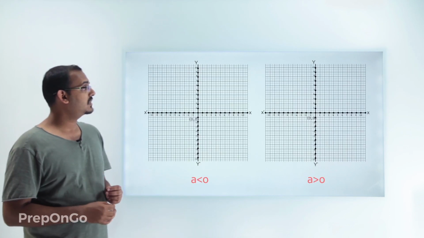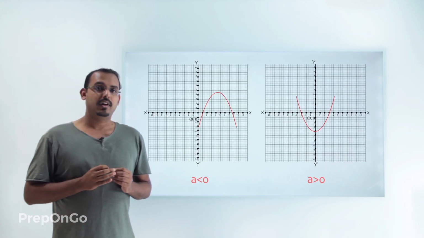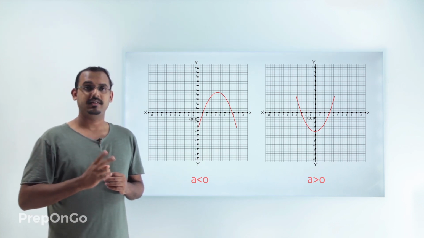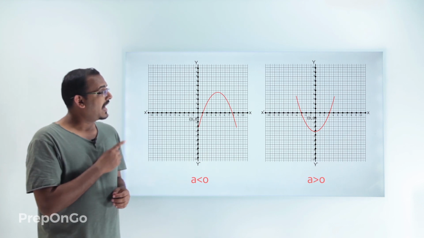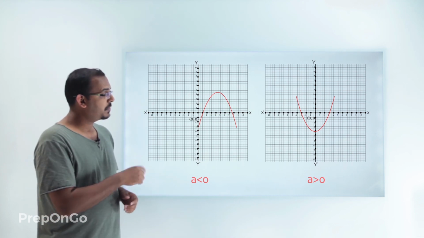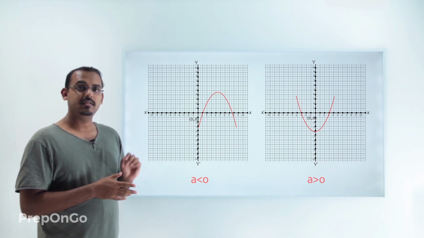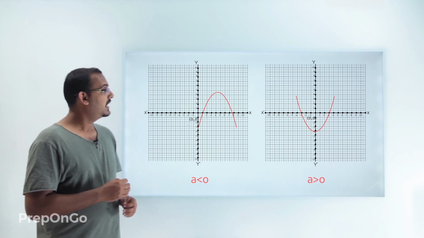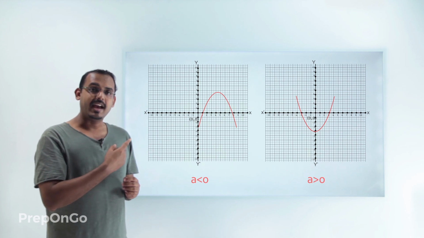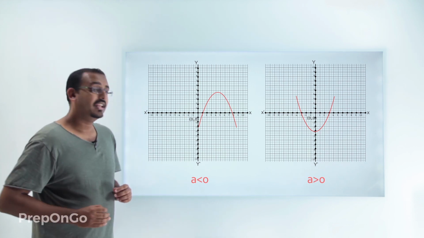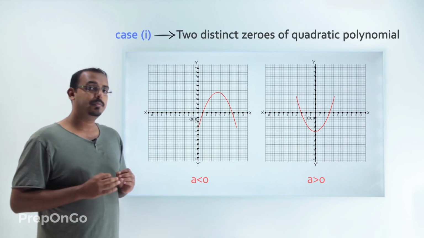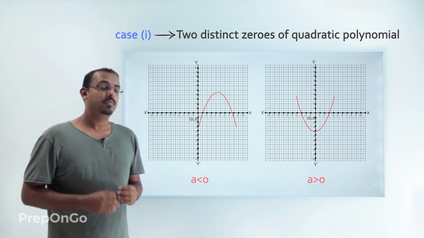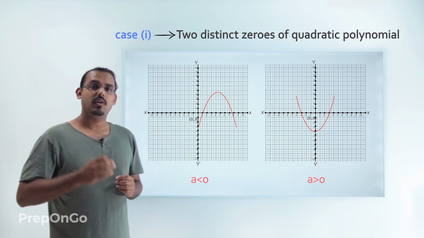Let's take a look at the first case, where the parabola, or the graph of the quadratic polynomial, intersects the x-axis at 2 different points. This parabola can either open upwards or open downwards. These are 2 different cases where the graph of the quadratic polynomial intersects the x-axis at 2 different points. In other words, in this particular case, we get 2 distinct zeros of the given quadratic polynomial.